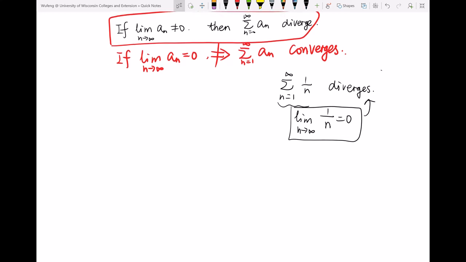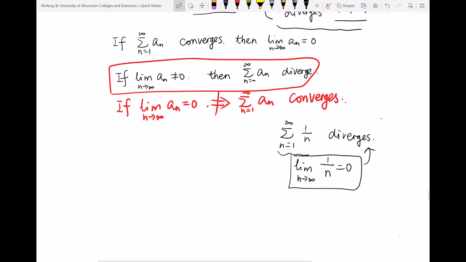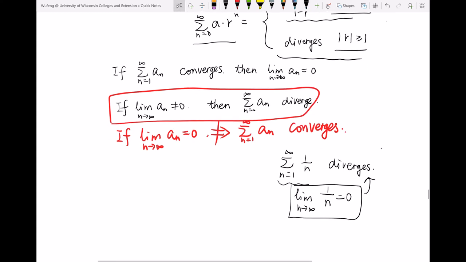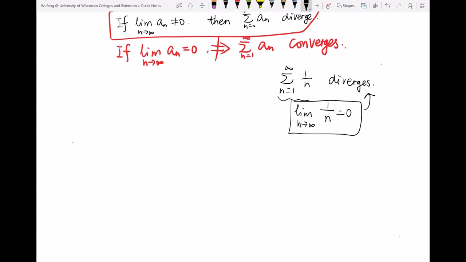All right, today we're going to continue with our convergence tests. We did have a convergence series yesterday: the geometric series, when the ratio R is bigger than 0 and less than 1, converges. Today we're going to continue with our second test, which is the integral test.